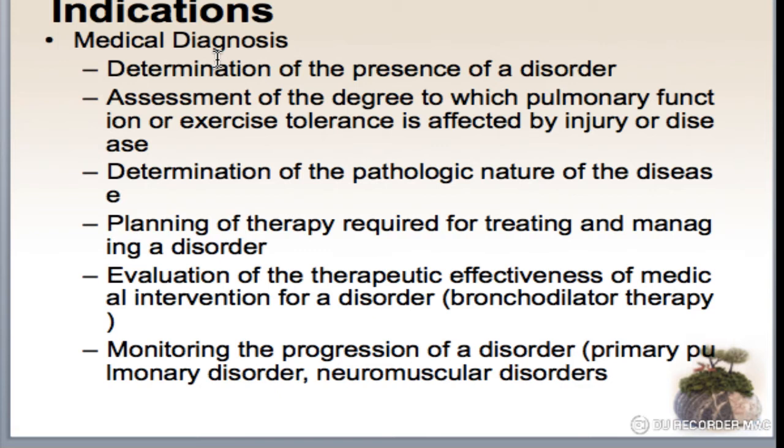Planning of therapy required for treating and managing the disorder. So you need a pulmonary function test also. Evaluation of the therapeutic effectiveness of medication or medical interventions, such as bronchodilator for the disorder. So what is the role of bronchodilator therapy against PFT? You can determine the reversibility of your bronchodilator. It is a test which we call the post-PFT. The post-PFT test will determine the reversibility of your bronchodilator medication.